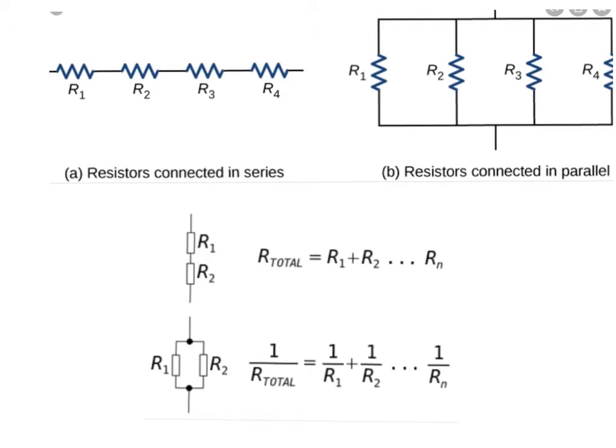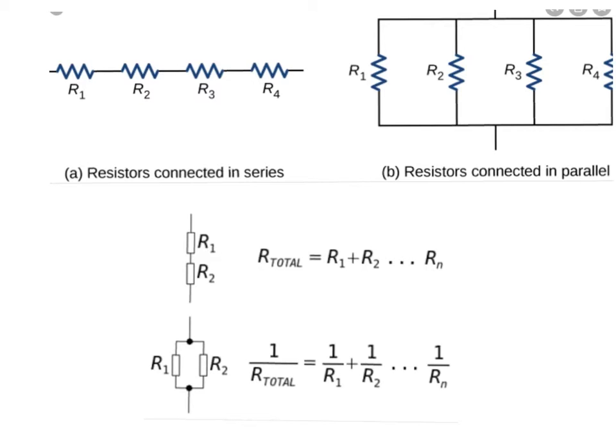Parallel resistors are resistors whose terminals are connected to the same two nodes. The equivalent overall resistance is smaller than the smallest parallel resistor. Here we see resistors that are connected in parallel, and to get their total, we take 1 over the total, which equals 1 over resistance 1 plus 1 over resistance 2 plus 1 over resistance 3, etc.